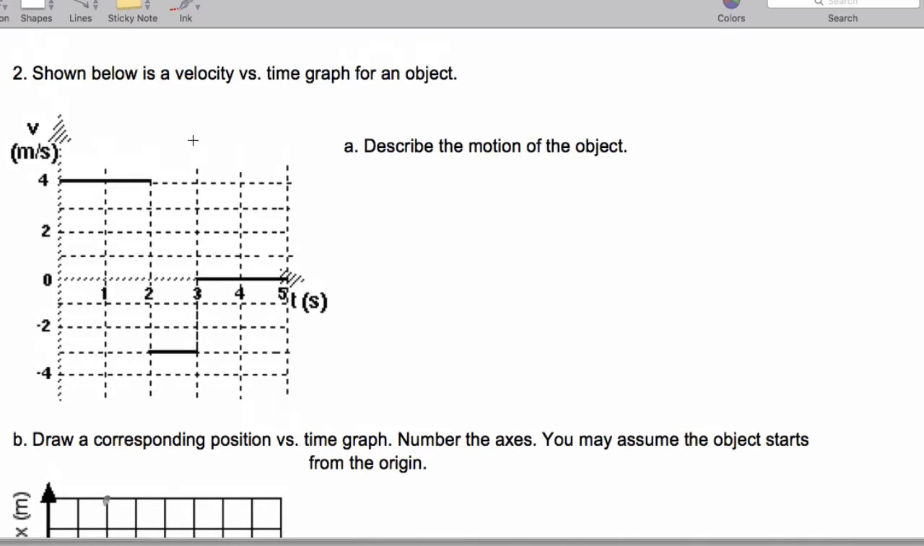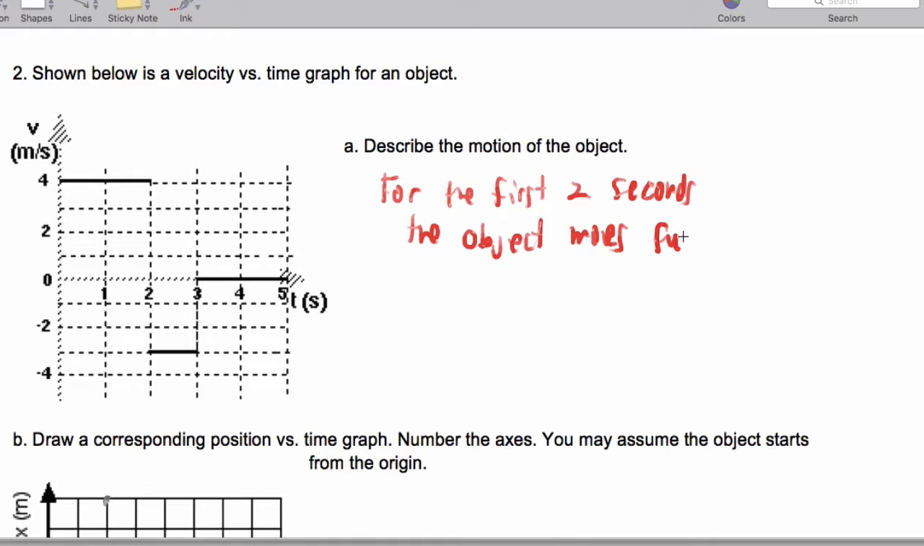So below is shown a velocity versus time graph for an object. It says describe the motion. So here's what I'll say. For the first 2 seconds, the object moves forward at 4 meters per second.